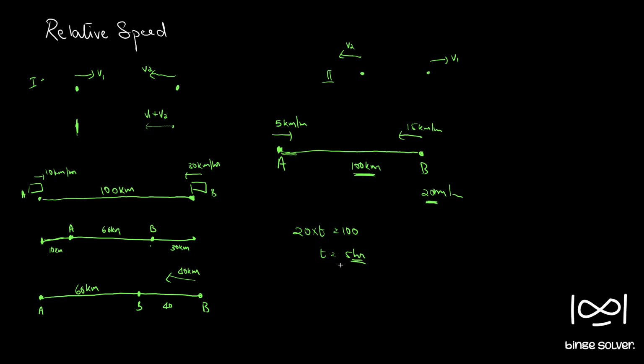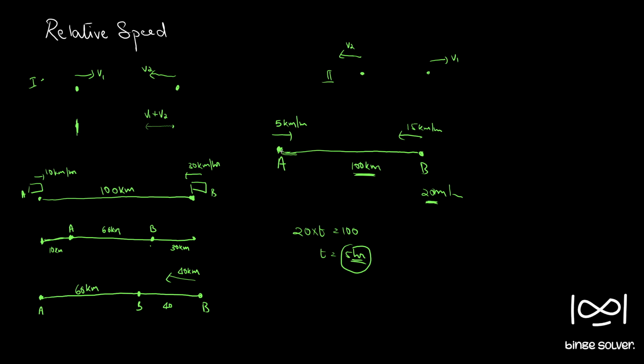So we will get, after 5 hours they will meet each other, and this is the time. If they are asking for the time, we will quickly find the answer. And if they are asking at what point from the initial location A they will meet B, then we already know that A will be traveling 5 hours when they meet.